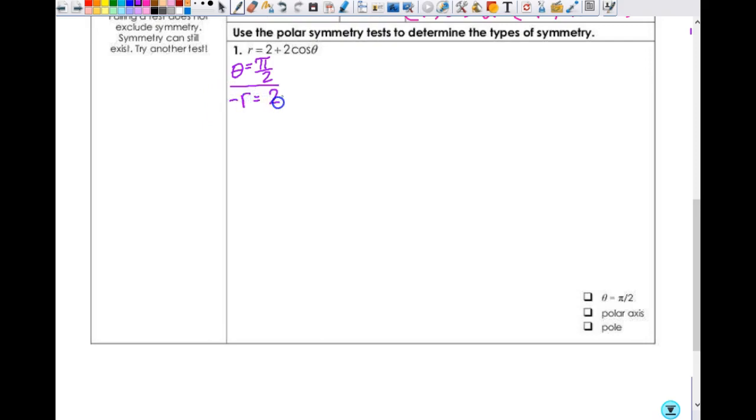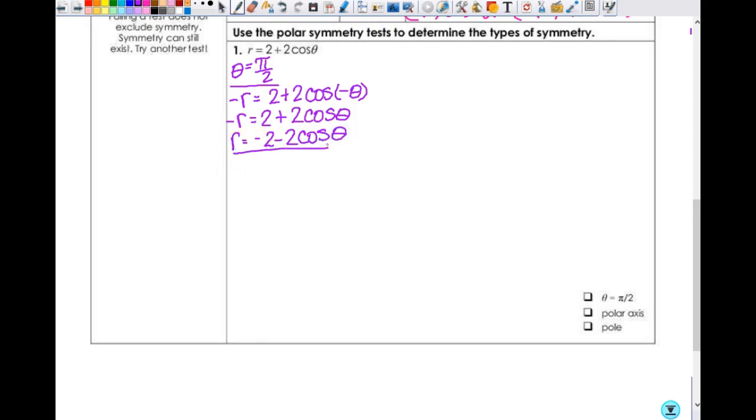So negative r equals 2 plus 2 times cosine of negative theta. So I substituted in a negative r and a negative theta, and then I'm just going to clean things up. So this means that negative r equals 2, and then plus, what's cosine of negative theta? Cosine theta. So this is really just 2 cosine theta. Then to solve for r, this is going to give me r equals negative 2 minus 2 cosine theta. And that's as cleaned up as it gets.